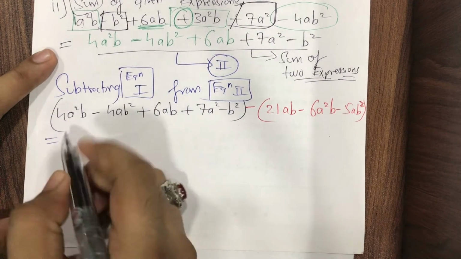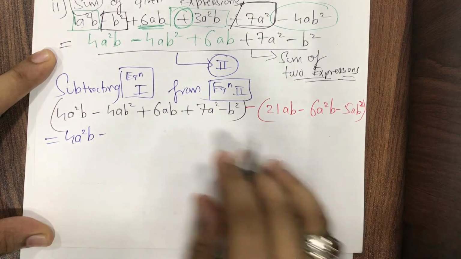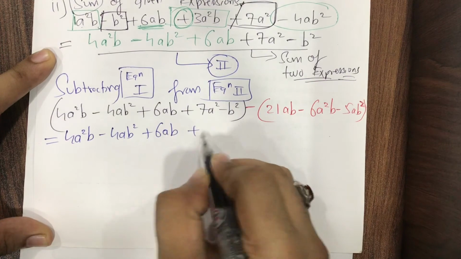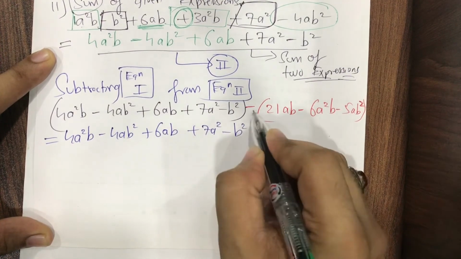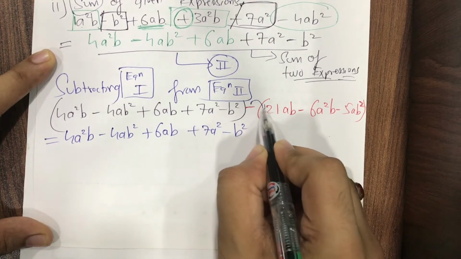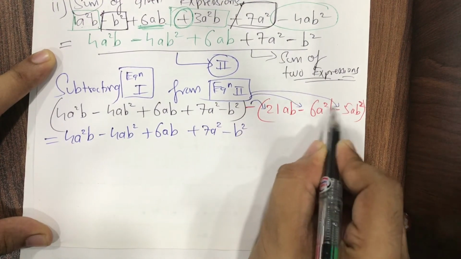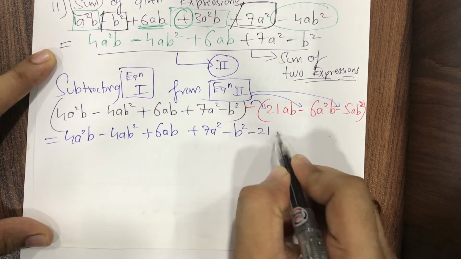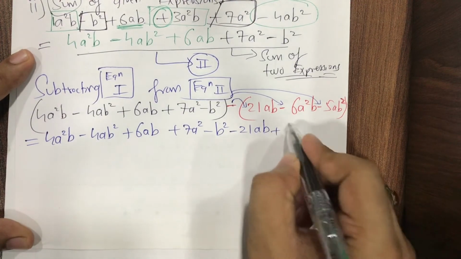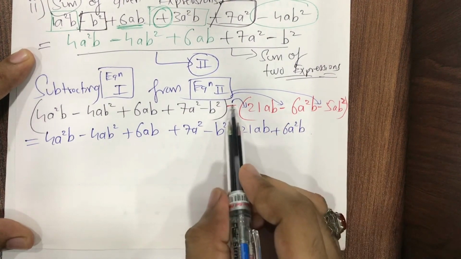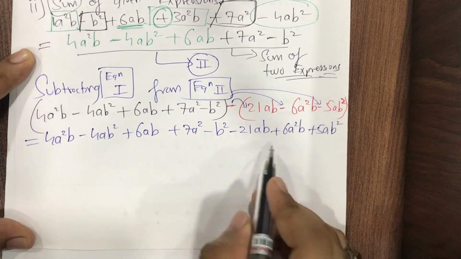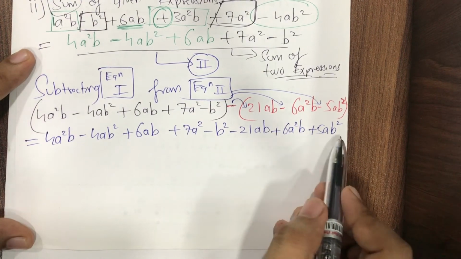Now, this is equal to 4a square b minus 4ab square plus 6ab plus 7a square minus b square. Because of this minus, every sign will change because it's brackets, that means multiplication. So minus will change this sign, minus will change this sign, minus will change this sign. This will become minus 21ab. Minus into minus becomes plus 6a square b, and minus into minus becomes plus 5ab square.